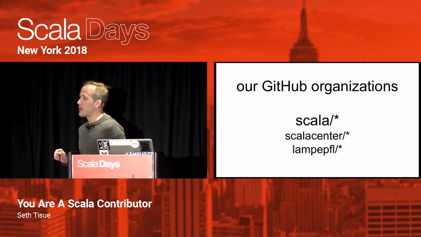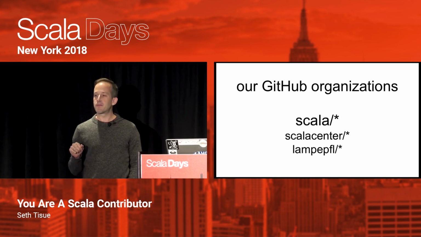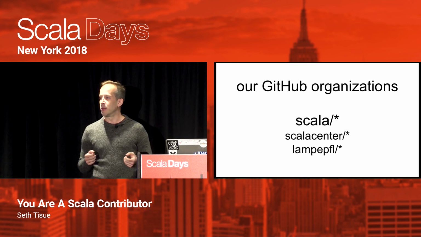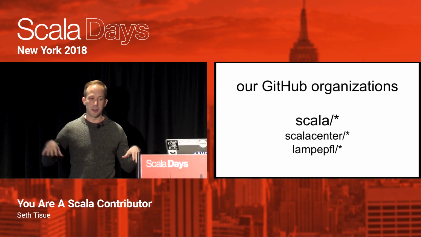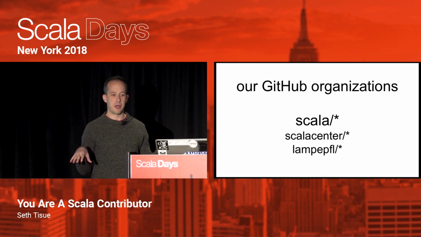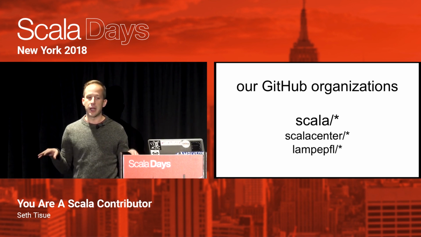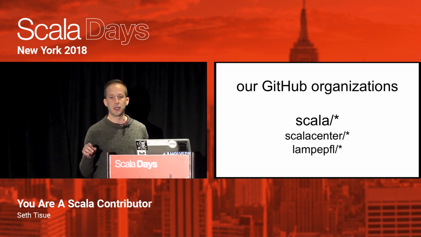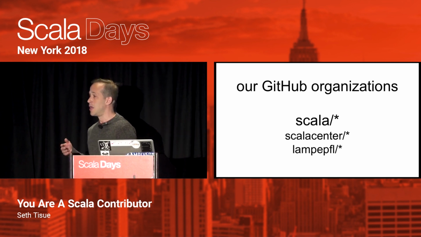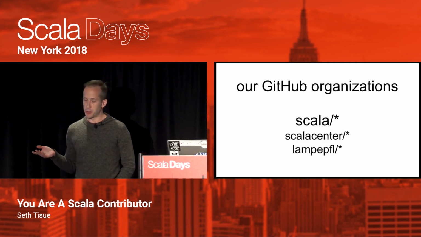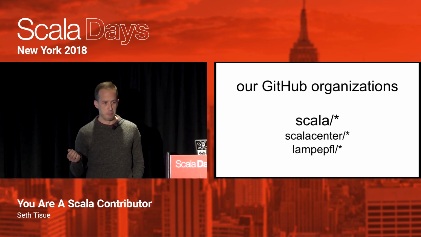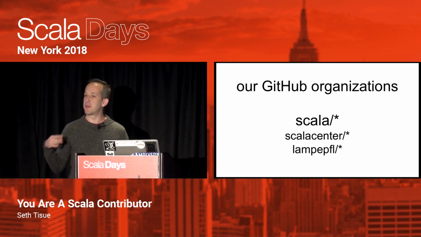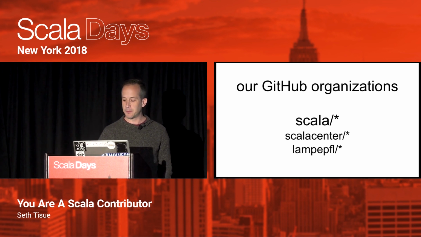I'll be talking mainly about the Scala organization. On GitHub, repositories are grouped by organization. There are multiple organizations that are kind of under the Scala umbrella: Scala org, also Scala Center and LAMP EPFL have important Scala repos. LAMP EPFL, that's for Dotty. LAMP is Martin's research group at the University in Lausanne. So be aware of those other two organizations, but I'm mainly going to talk about the first one today.